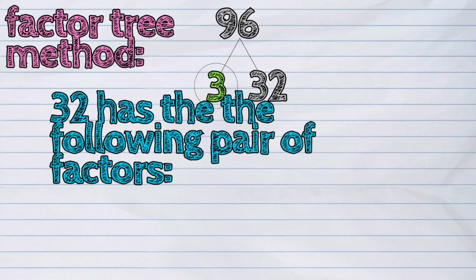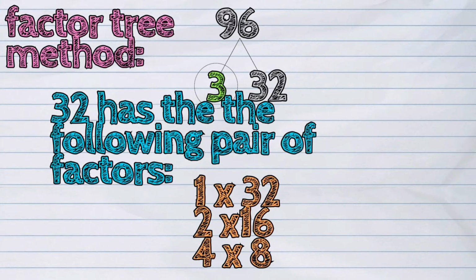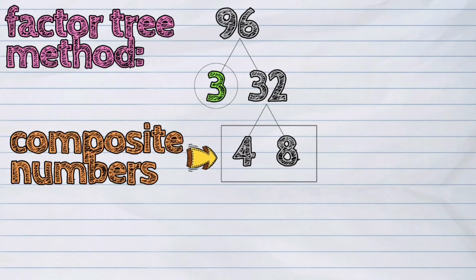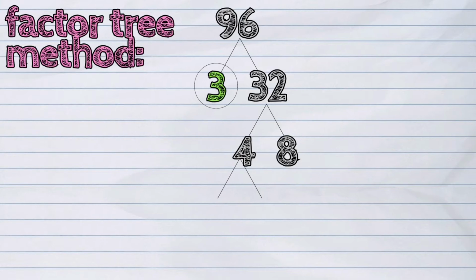32 has the following pair of factors. 1 times 32, 2 times 16, and 4 times 8. Let's try using 4 and 8. Because 4 and 8 are both composite numbers, we still need to find their factors. Step 3. Get the factors of 4. Then get the factors of 8.